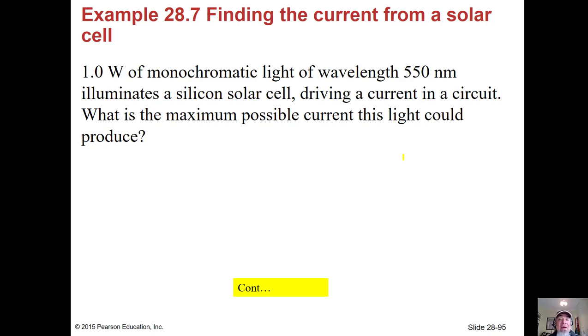Here's another example. 1 watt monochromatic light, so that means just one wavelength, 550 nanometers. Okay, so 1 watt, or 1 joule per second, don't forget what a watt is. Each photon has this wavelength, 550 nanometers. It illuminates a silicon solar cell, driving a current in a circuit. What's the maximum possible current this light could produce? So this is under perfect conditions. What's the maximum current? Okay, so let's take a look at this.